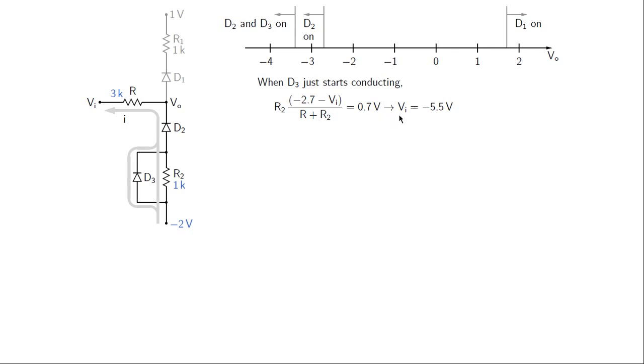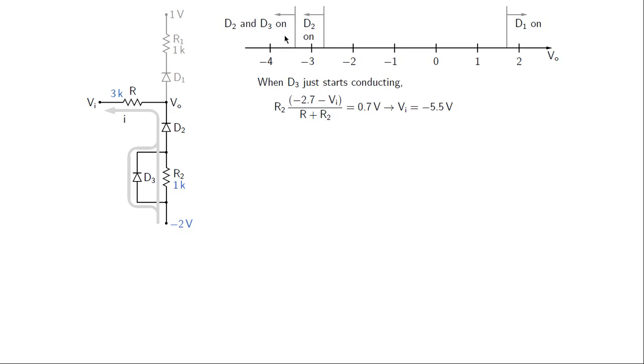What happens if we make VI smaller? That means more negative than minus 5.5 volts. All that happens is this current increases and the additional voltage drop appears across this resistance R. Okay, let us now look at VO in this situation.